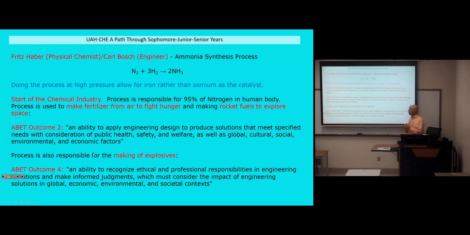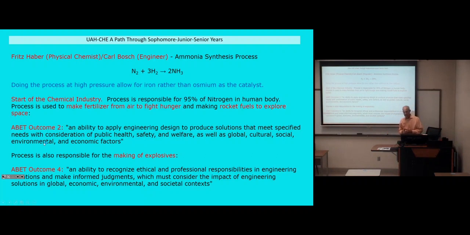Right? So going back and talking about the different ABET criteria and chemical processes. An example that we'll take is the ammonia synthesis process. This was discovered by Haber and then Bosch, which is why we call it the Haber-Bosch process. Haber was a physical chemist, Bosch was an engineer. The process for making ammonia for fertilizer is nitrogen plus hydrogen goes to ammonia. When it was first discovered, the process used osmium, which is a precious metal, as the catalyst.